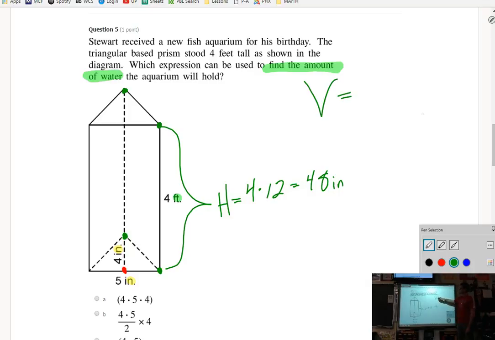So we're finding volume. Since it's a prism, what's my volume formula? Brian? Now we just use that for what kind of shape? The hexagonal pyramid. We now have a prism. So it's not the same formula. Check your notes. Prism volume.